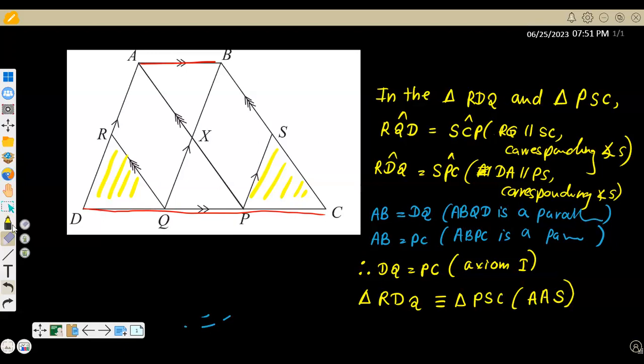Teacher, can't we say DQ and PC are equal since they are on the same straight line? Because of that, can't they be equal? Sorry, I didn't get you. Can you say it again? Teacher, DQ and PC, since they are on the same straight line, can't we equate them like that? No. Though they lie on the same straight line, we can't equate them.